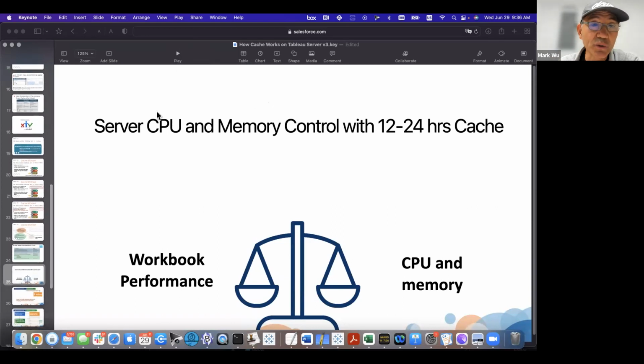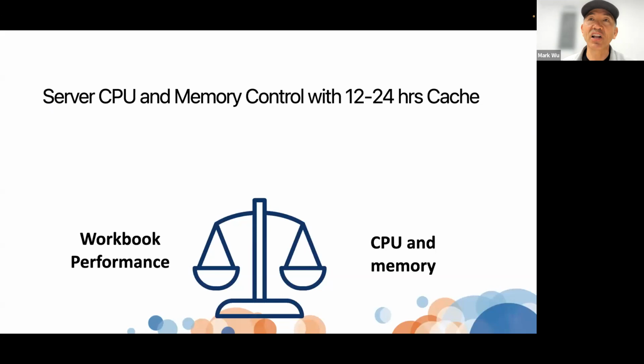Let me dive into CPU memory controls with a cache setting as long as 12 to 24 hours. Okay, my server has 24 hours. How do you make sure your CPU memory is still under control? How do you balance between the workbook performance and the CPU memory? There are a few settings I want to share with you.